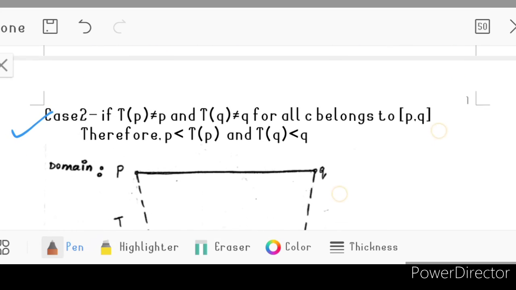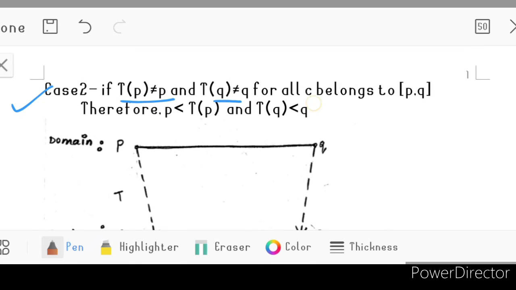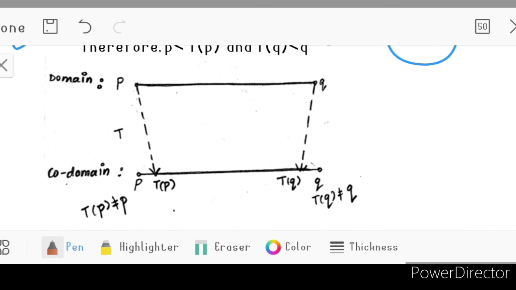In the second case, we have T of P not equal to P and T of Q not equal to Q. So we will get c that belongs to this particular interval, and if P is not equal to T of P, then it maps somewhere else, and we have named it T of P. Similarly for Q, if it is not equal to T of Q, the image is something different.